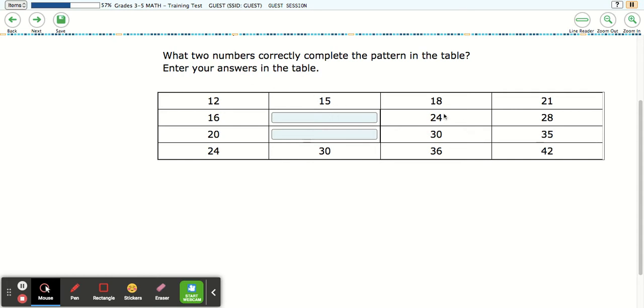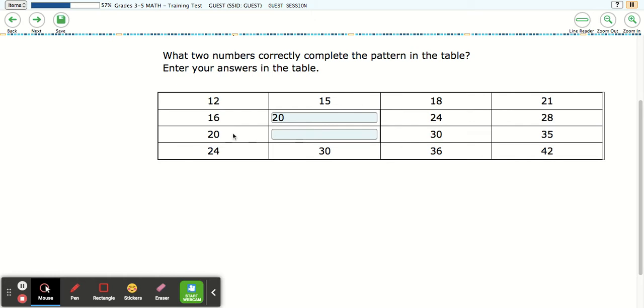16, something, 24, 28. I think that might be counting by 4s, but let me check. To go from 24 to 28, is that adding 4? It is. So if I have 16 and I add 4, I get 20. If I take 20 and add 4, does it make 24? It does. So check, not only over here, but over here as well.